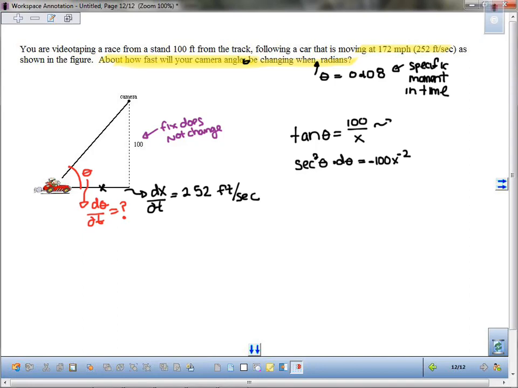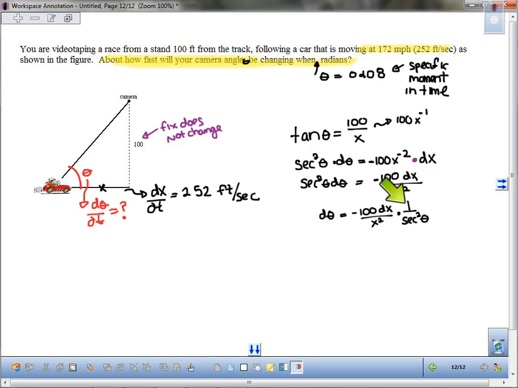The derivative of tangent is secant squared theta. And remember, whenever you take the derivative, you have to multiply it by the angle or the variable, which is d theta. And then the derivative of 100x, I'm going to use 100x to the negative 1. It's going to be negative 1, 100x to the negative 2. And don't forget to multiply it by dx. So I'm going to solve for d theta.